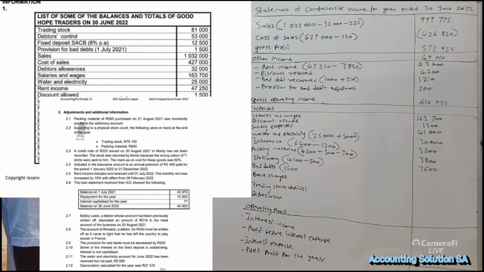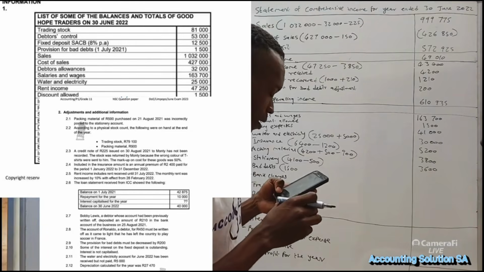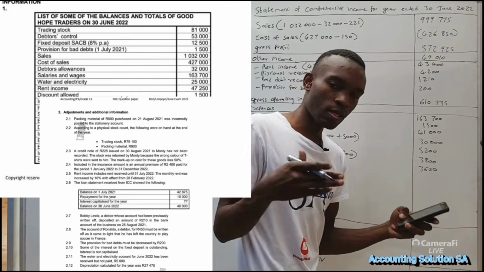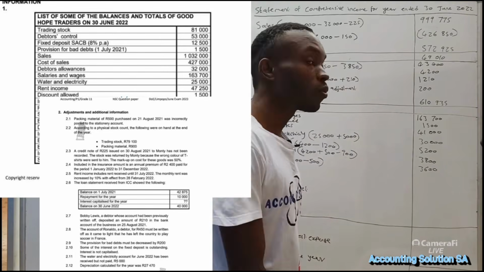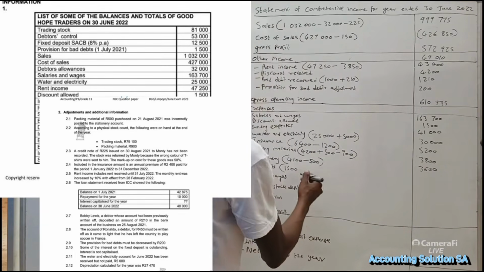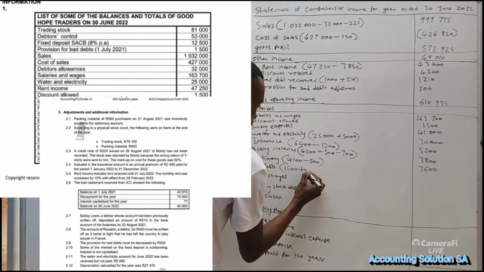Okay, additional information number, okay, let's check the one for bad debts. I think it's number 2.7, 2.8. Okay, account of Ronaldo, a debtor for 450 must be written off as it came to light that he has left the country to play soccer in France. So this person is no longer in South Africa. Obviously, he's not going to pay us anymore, which means that we have to write this person off. We are going to add 450.